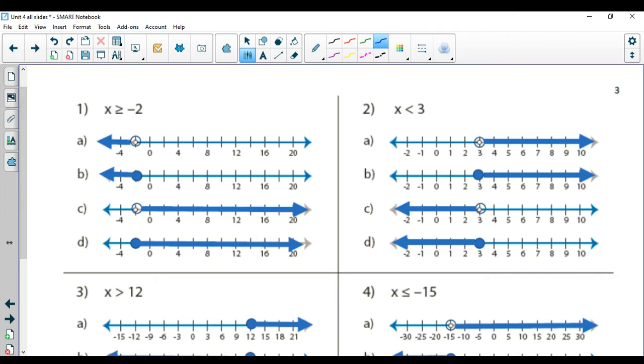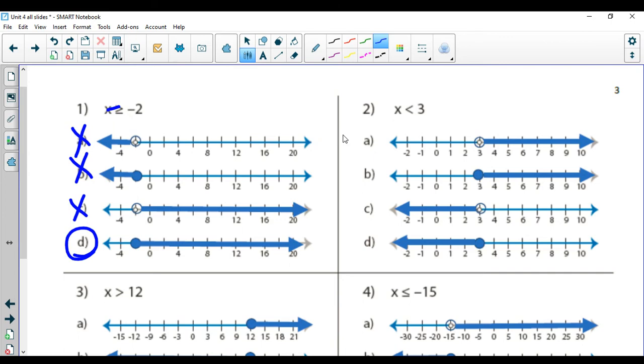So in question number 1, x is greater than or equal to -2. So that's going to deserve a closed circle, which eliminates choices A and C. Greater than or equal to would shade to the right, so B shades to the left, which is not correct, but D does in fact shade to the right, and the target number is at -2. So D is our correct answer here.